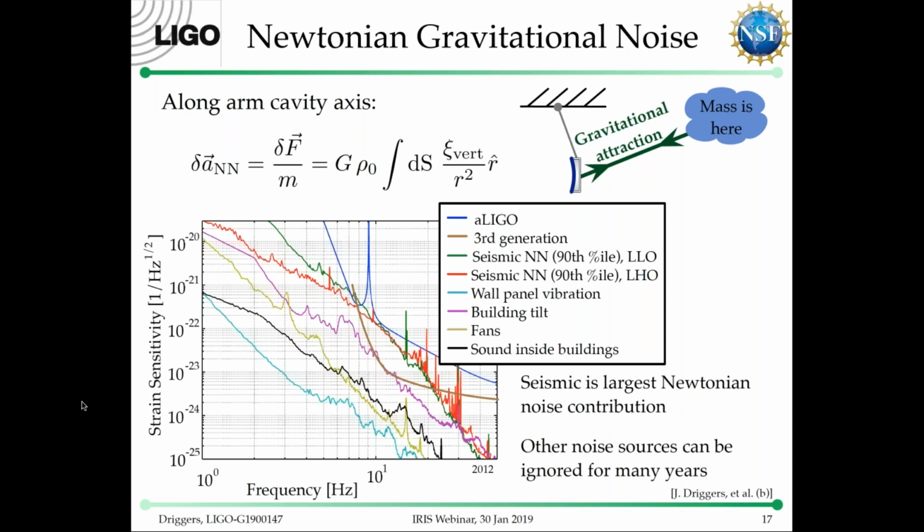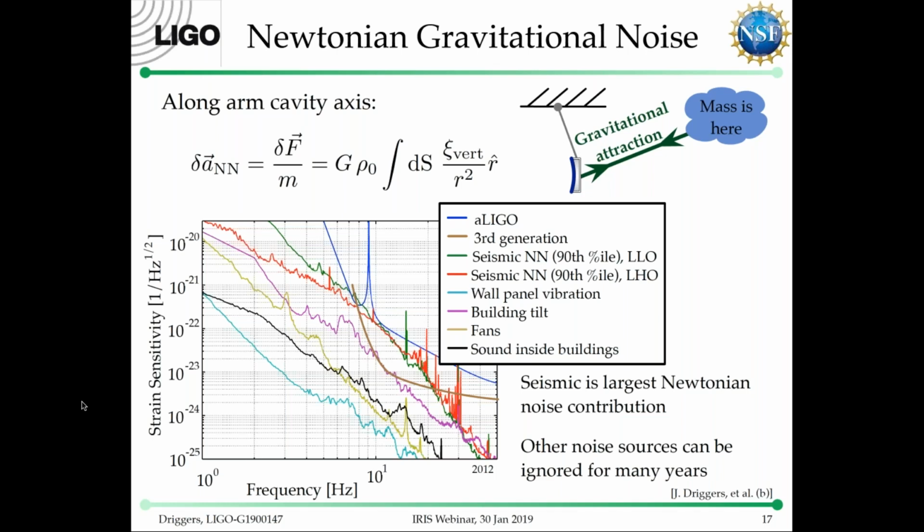This is just a plot showing in blue the expected sensitivity of the advanced LIGO detectors once we hit our full sensitivity limit. In brown is an estimated sensitivity curve for some future generations of LIGO-like interferometers. And the other traces are all estimates of the Newtonian noise contribution from various noise sources.